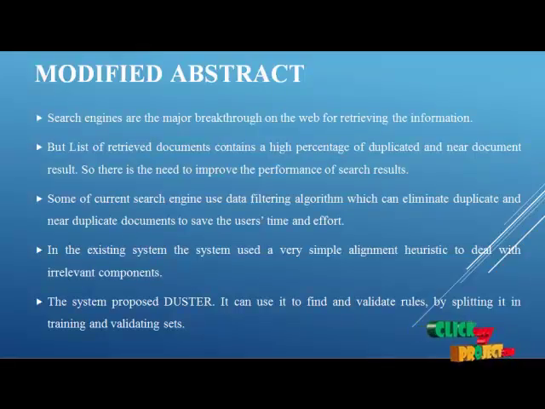Search engines are a major breakthrough for retrieving information on the web. But the list of retrieved documents contains a high percentage of duplicated and near-duplicate results. So there is a need to improve the performance of search engine results. Some current search engines use a data filtering algorithm which can eliminate duplicate and near-duplicate documents to save the user's time and effort.